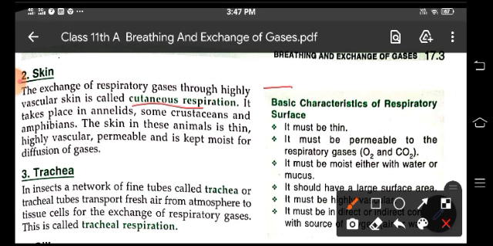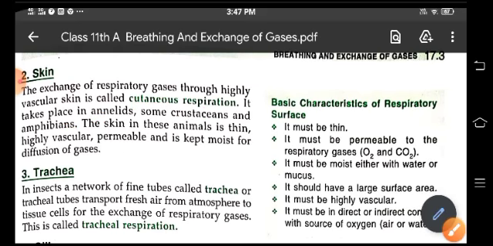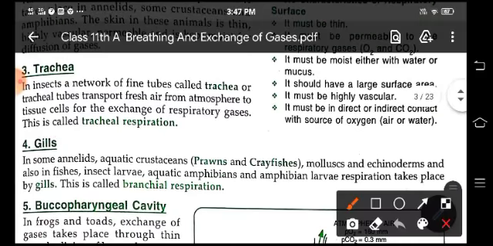cutaneous respiration. It occurs in annelids, some crustaceans and amphibians. The skin is always moist for diffusion of gases. Trachea is a network of fine tubes, and transport of fresh air takes place through these tracheal tubes. This is called tracheal respiration.